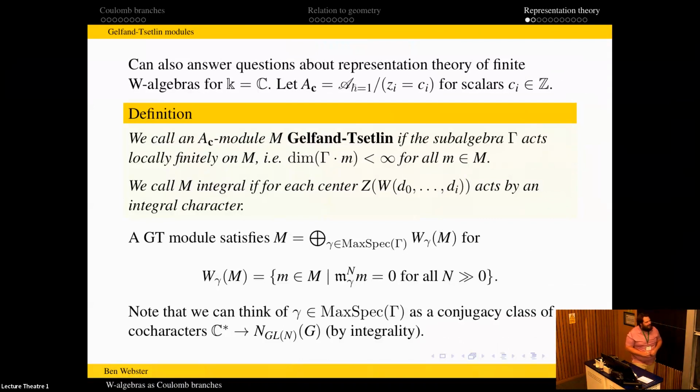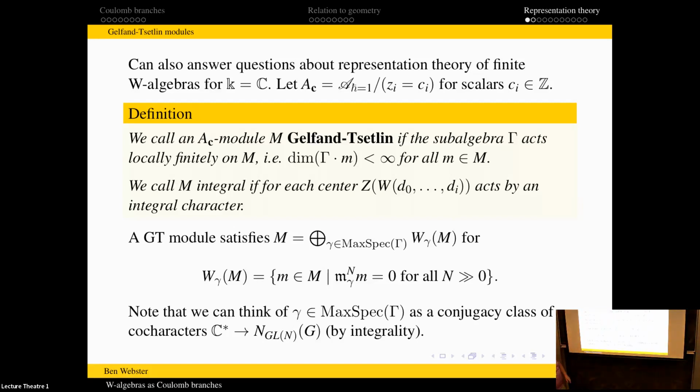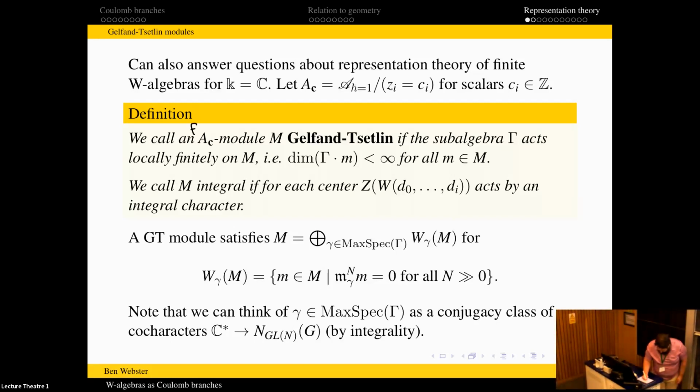All right, in the remaining time I have left, I also want to say a little bit about the representation theory of finite W-algebras in characteristic 0, which you can get out of this Coulomb branch picture. So there's a natural class of modules you can look at, which are the finitely generated modules where gamma acts locally finitely. I probably should have said a finitely generated Z-module. And you'll note here I'm specializing h-bar equals 1. So I'm really looking at the finite W-algebra and the scalar C that's modding out by a maximal ideal in the center.